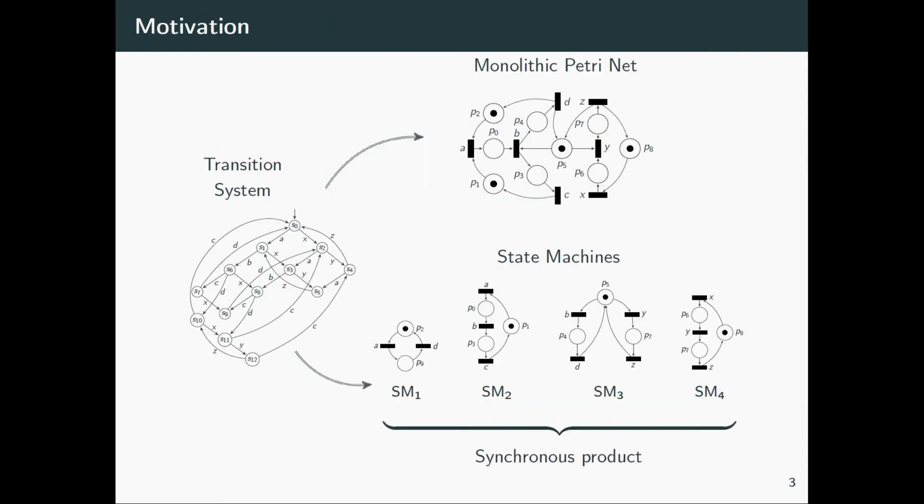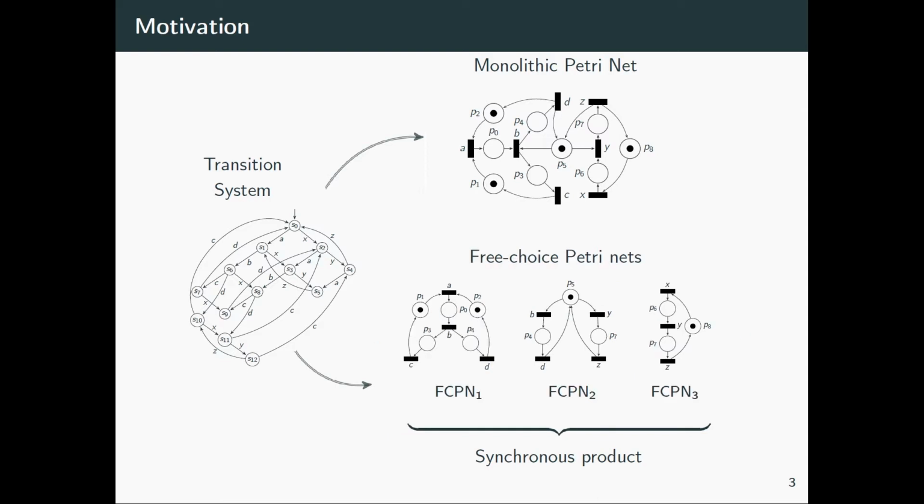As we have seen in this previous example, the decomposition into a set of synchronizing state machines generated 4 components, one for each concurrent flow. Meanwhile, the free-choice Petri net decomposition was able to contain 2 concurrent flows in the first Petri net, reducing the overall number of components from 4 to 3.